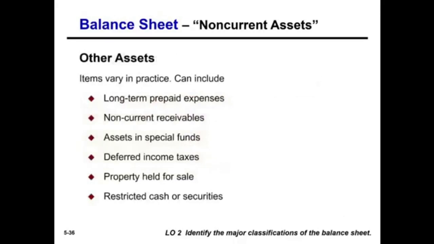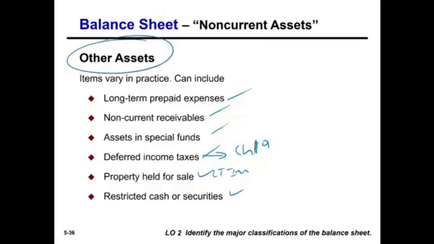The companies could also have other assets. They may include long-term prepaid expenses, non-current receivables, assets in special funds, and deferred income taxes, which we'll see later on in chapter 19. This is the dreaded chapter 19. No one likes this chapter. Also property held for sale, restricted cash or other securities. If it doesn't fit anywhere, you could put it here. But remember, property held for sale could also be long-term investments. But this is the category.